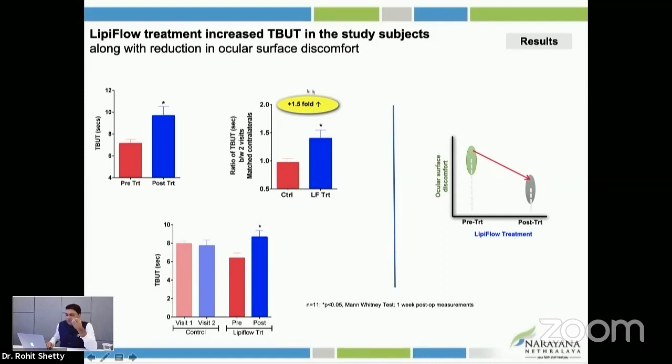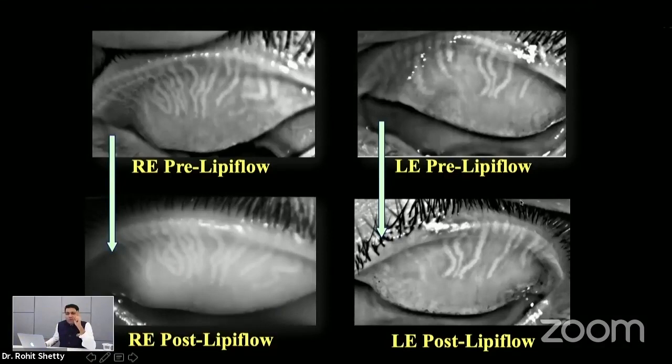There's a change in TBUT, 1-2 folds higher. But this is very important for me, that they become comfortable. And a significant number of people become comfortable. You don't see a change in the glands. If you're using change in the glands as your denominator of success, I think you will not be very happy about it, because it does not really change, because glands cannot change.